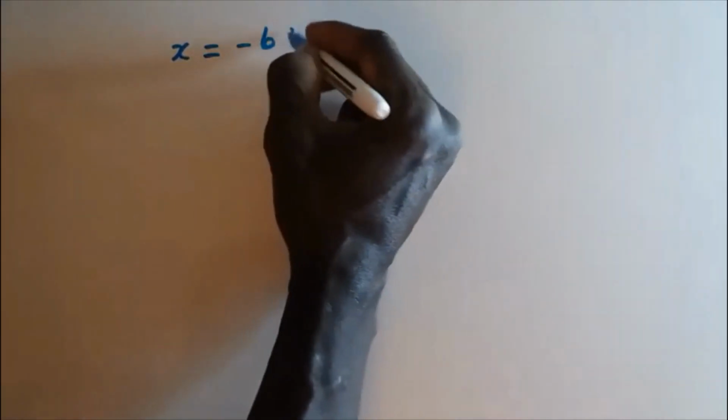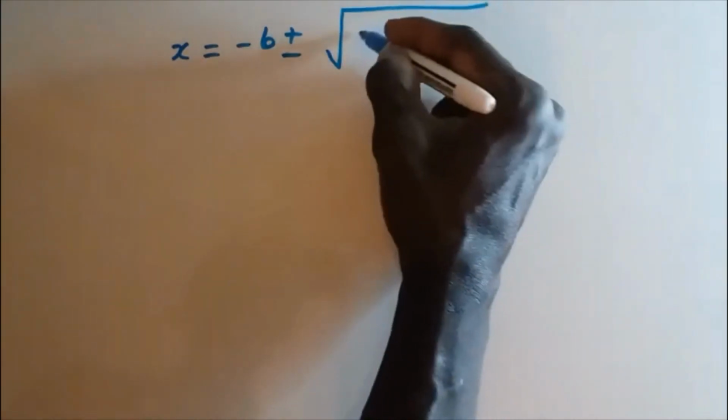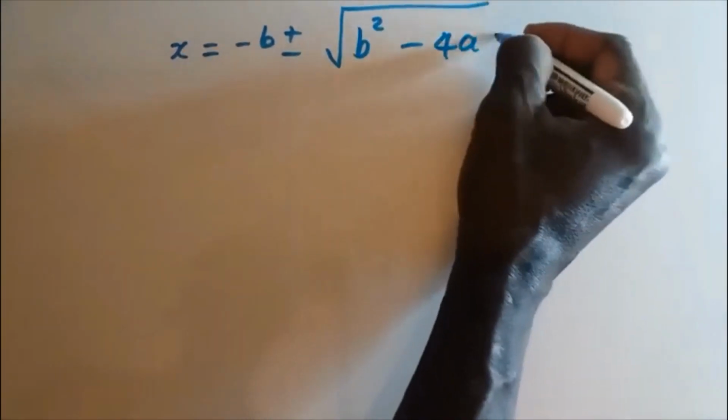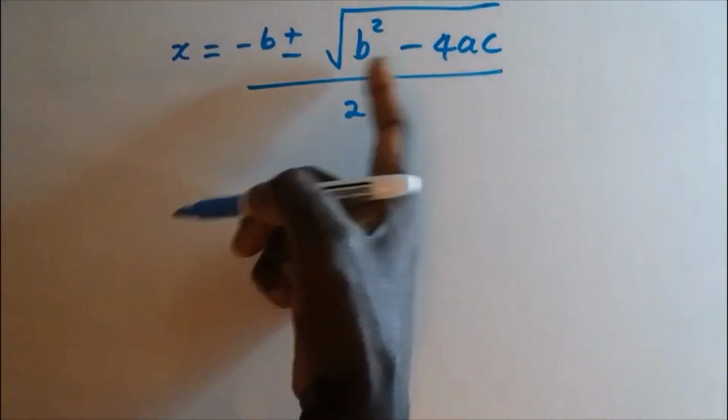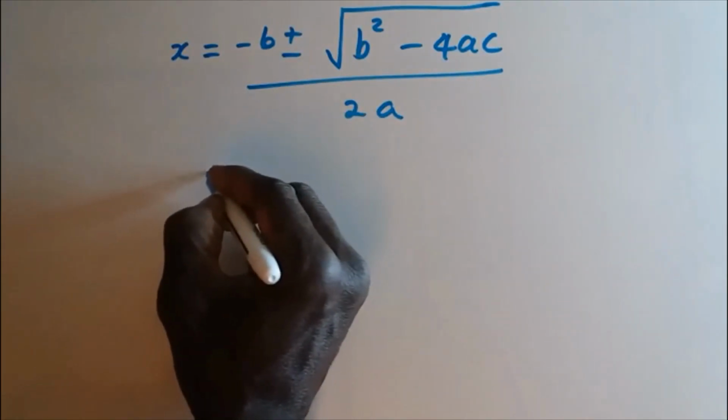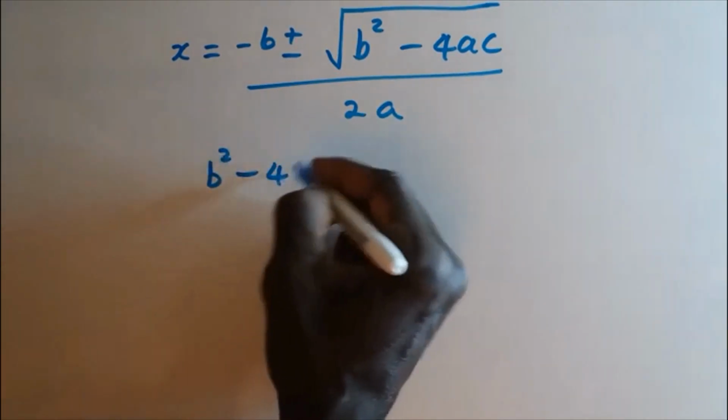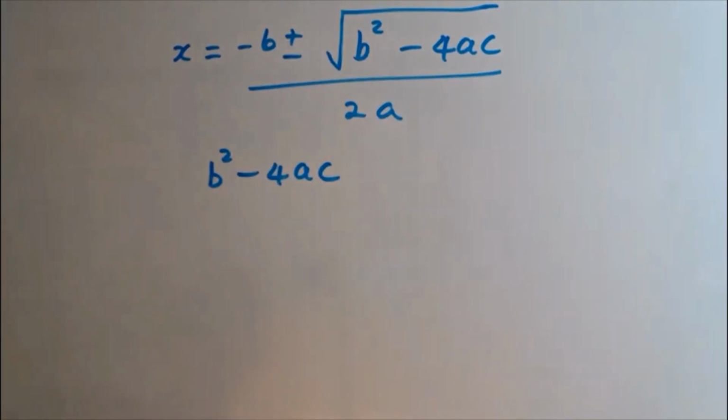One useful thing about quadratics is being able to predict the number of solutions of a quadratic equation. We use something called a discriminant. And if you recall the quadratic formula, it's equal to minus b plus or minus square root of b squared minus 4ac, all divided by 2a. Now the discriminant is just this part here under the square root sign, which is b squared minus 4ac.